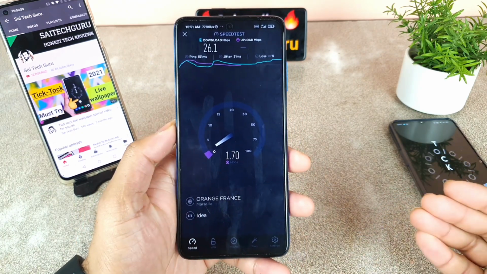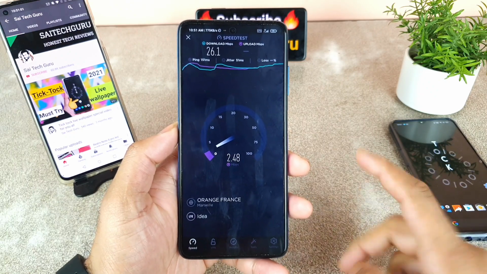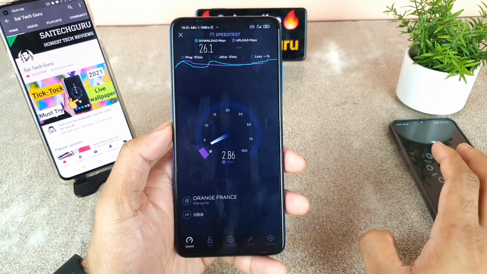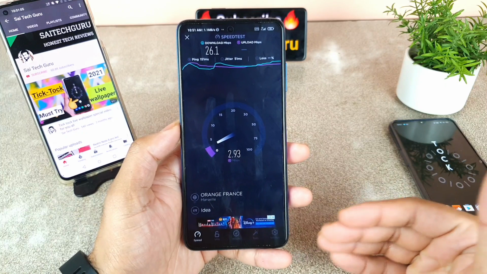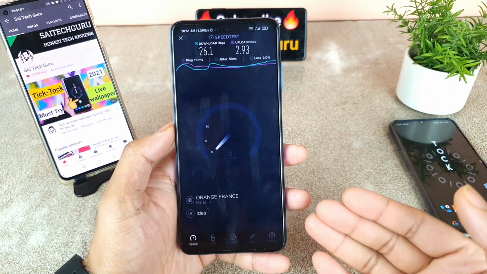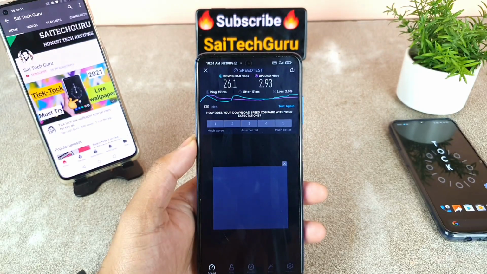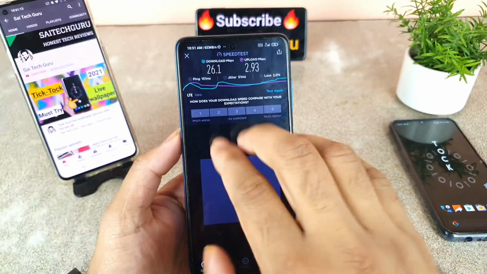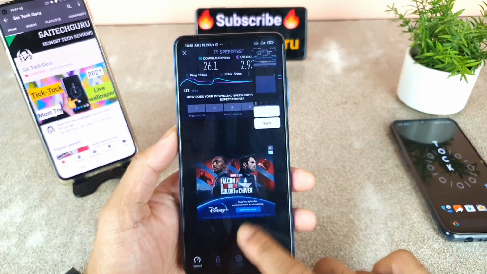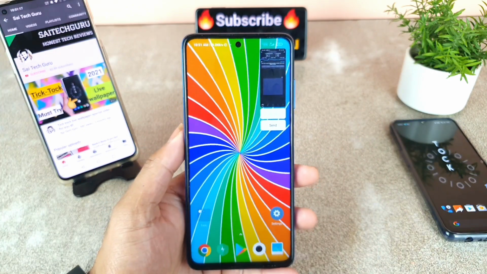Before, it did not even cross 1 Mbps. If you notice, it did not even cross 1 Mbps, it was about 0.80 and 0.90 Mbps, but right now it was able to reach 3 Mbps of speed. You can clearly see here, friends. So let me take the screenshot. Now I've taken the screenshot, and let me compare side by side.